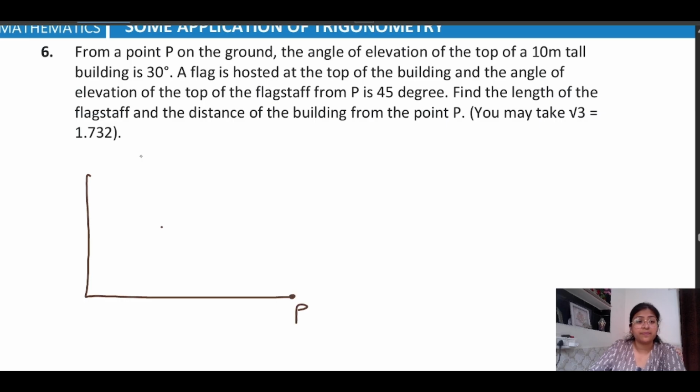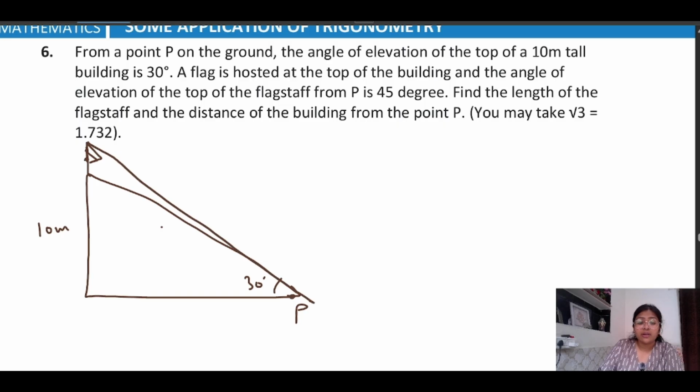The angle of elevation of the top of a 10-meter tall building. This is a 10-meter tall building. The angle of elevation of the top of the building from the point P is 30 degree. A flag is hoisted at the top of the building. This is a flag. The top of the flag staff makes an angle 45 degree. This complete angle is 45 degree. Find the length of the flag staff.